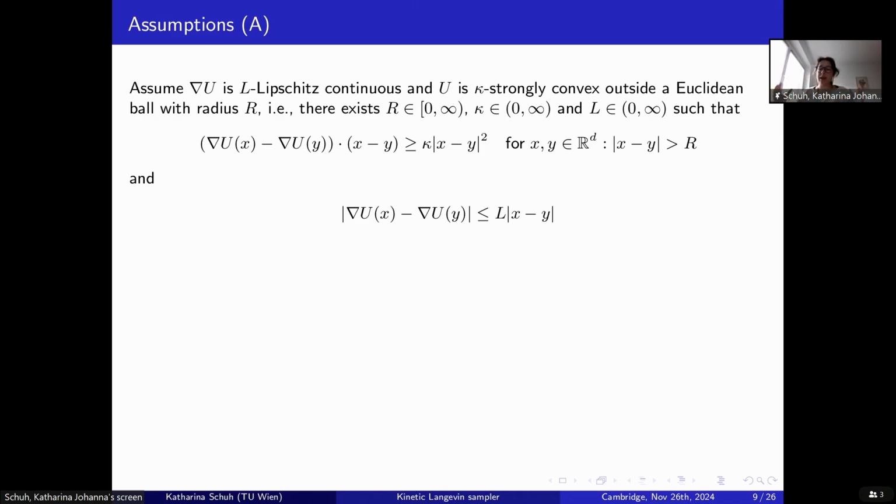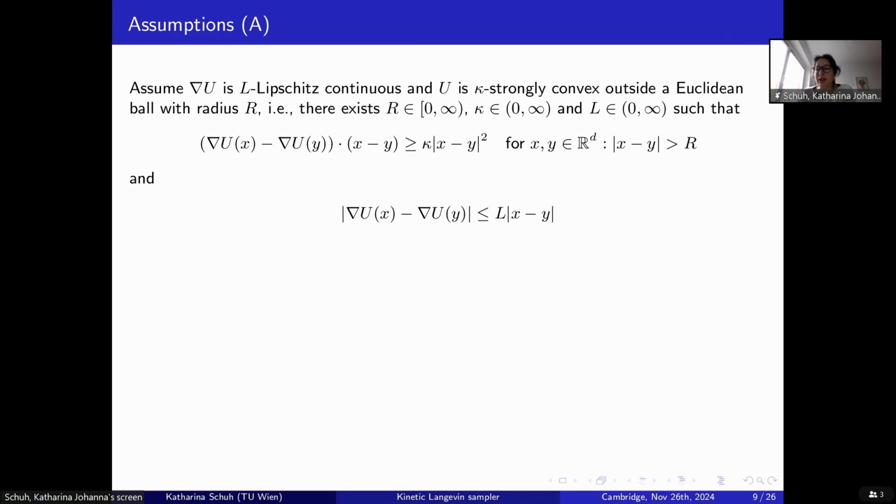That means this in particular includes these double well potentials, provided our potential is at some point strongly convex, and this is represented in this formula here. So provided the distance of x and y is larger than a particular radius r, then this strong convexity property should still hold true. And this is just the Lipschitz continuity property.